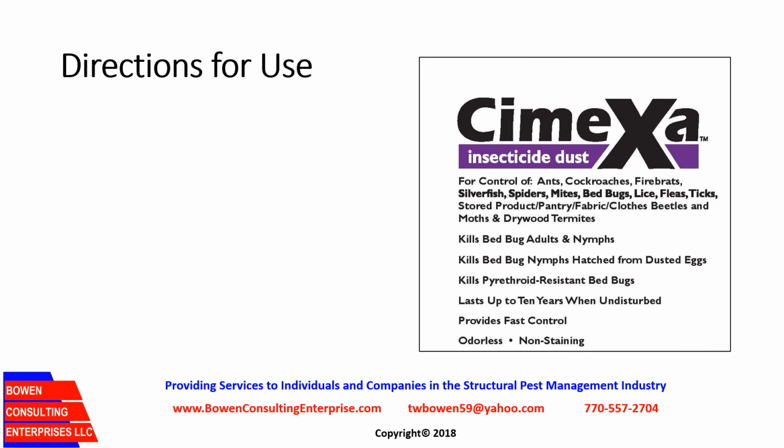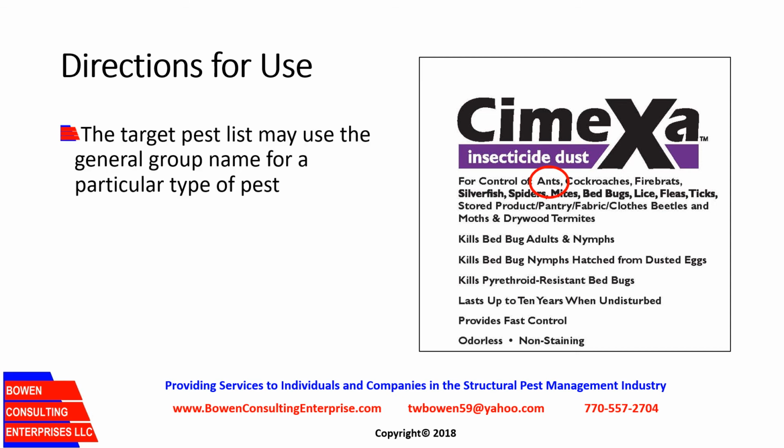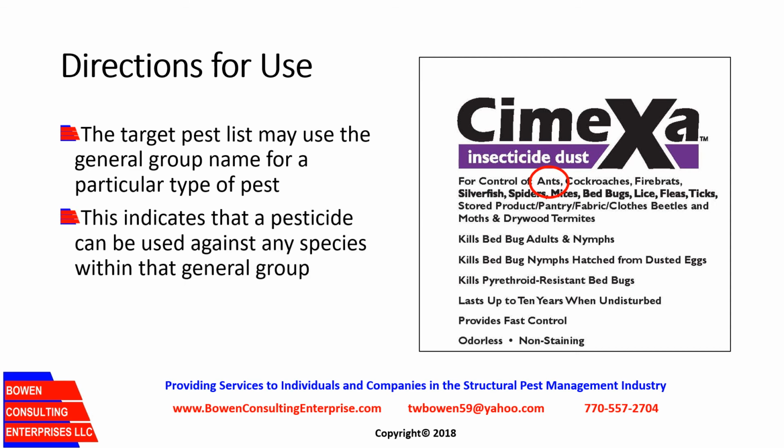As you continue your education in the pest management industry, you will learn the types of insect pests that you will commonly encounter. Many of these insects will be different species of the same general group. Take ants, for example. There are many different species of ants that will invade structures. Many labels will use the common group name, in this case ants, in the target pest list to indicate that you can use that pesticide to control any species of ants. The Chimexa label is such an example.